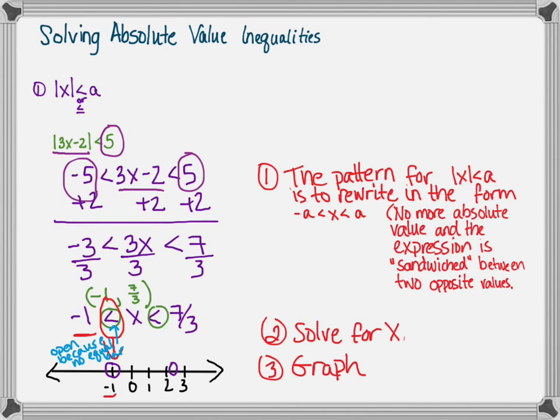And then I'll put an open circle at 7/3 because, again, we don't have an equal bar. And x is in between those values, so we will shade in between these open circles. And so this is what our graph looks like. It has two open circles on the ends, and it's shaded in between.